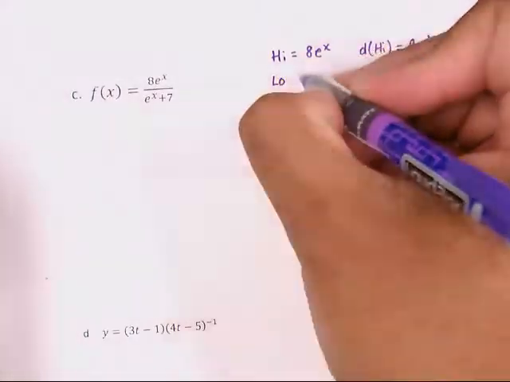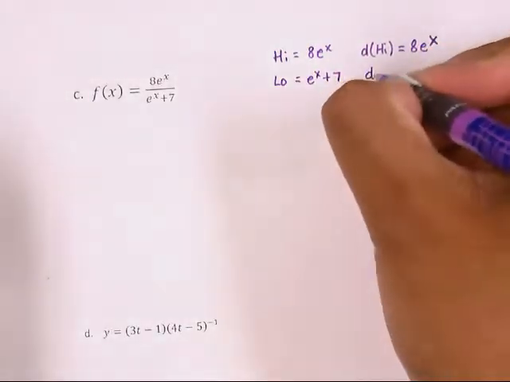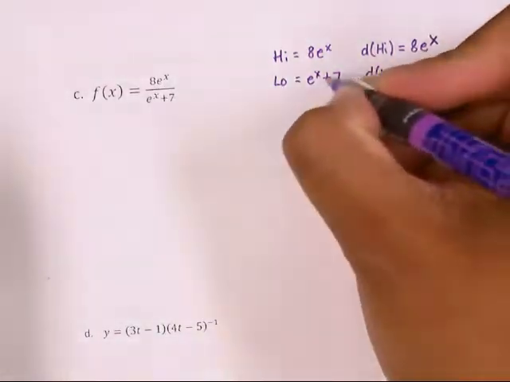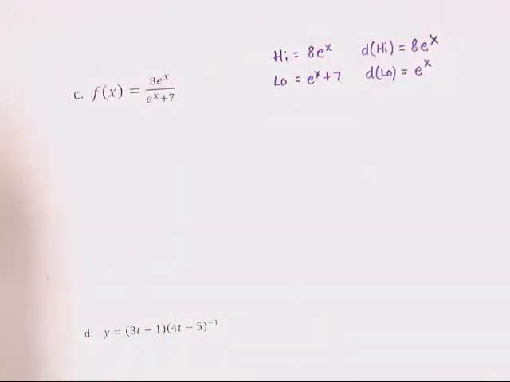And the low, which is the denominator, is e to the x plus 7. So the derivative of that low is going to be, well, the derivative of e to the x is e to the x. The derivative of a constant, which is 7, that's going to be 0.